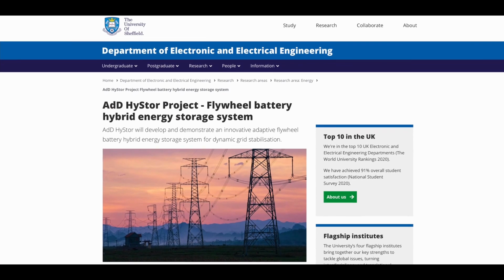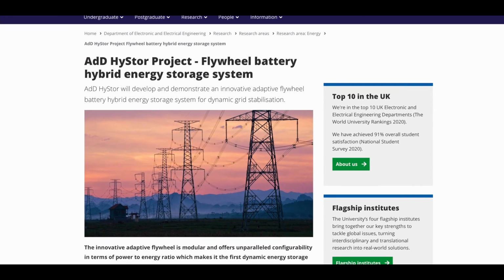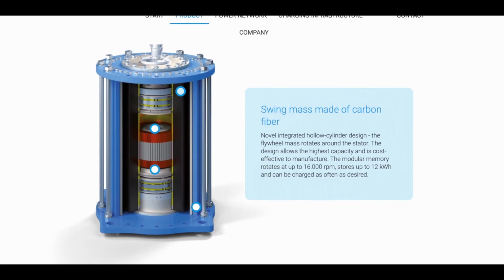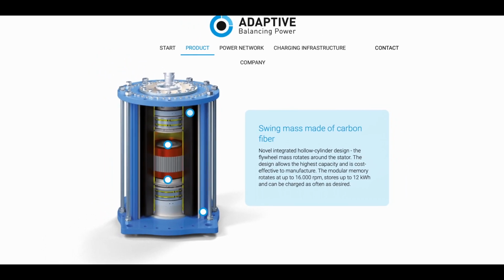Now back to the hybrid approach. Some recent studies and projects have been developed to verify the feasibility of integrating flywheels with batteries for hybrid energy storage systems. One example is the Adhystore project operated by Schwungard Energy that's already received about 3 million euros funding for building out a 1 megawatt battery flywheel hybrid energy storage system to support grid stabilization and more.